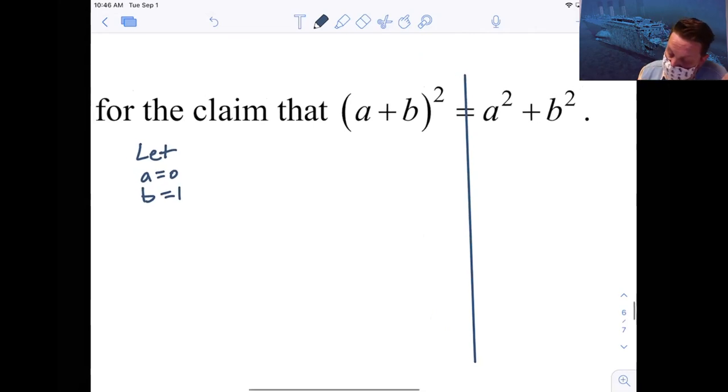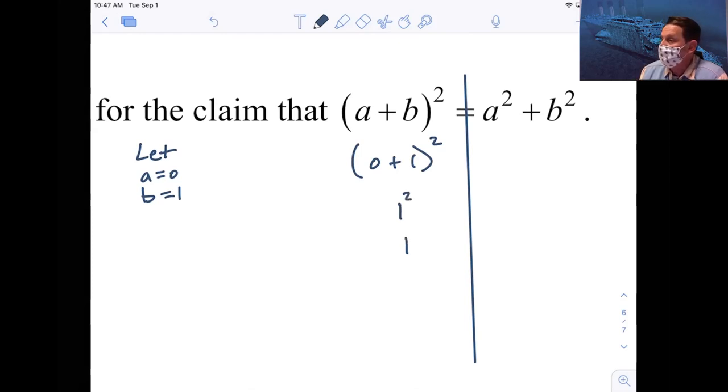Okay, so if you plug it in now, on the left side, you're going to get (0 plus 1) squared. If you evaluate that with Aunt Sally's rules, 0 plus 1 is 1. So you get 1 squared, and you get 1. Sweet, that was easy. Well, now you plug it in on the other side. That becomes 0 squared plus 1 squared. Well, 0 squared is 0, 1 squared is 1, 0 plus 1 is 1. Hey, it worked.